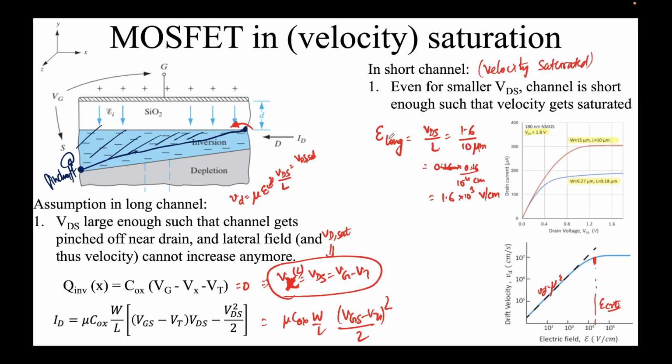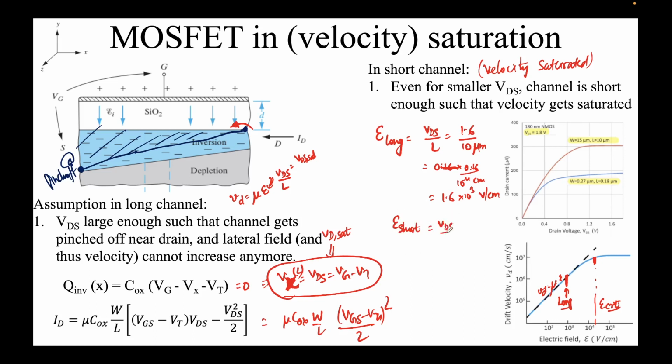All right, so the electric field in a long channel is coming out to be 1.6 into 10 to the power 3, which would be somewhere over here. This is for long channel. This means velocity has the potential to go higher. It's not saturated. Let's calculate E short, the electric field in a short channel.